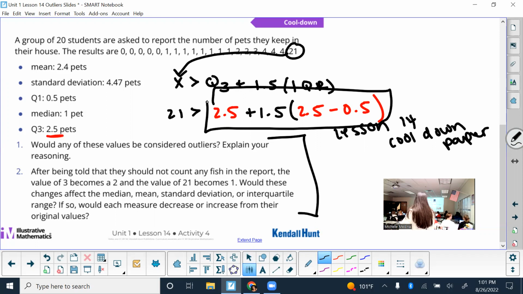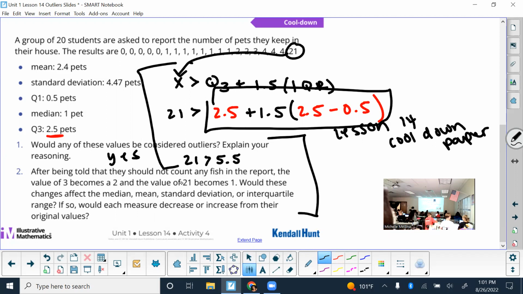2.5 plus 1.5 parentheses 2. I get 5.5. Is 21 greater than 5.5? Yes. So yes, it's an outlier. This can be my reasoning. And then they said, what happens if I change the value of 21 to 1? Because let's say they don't want to include fish as pets. Would that affect the median, standard deviation or IQR? Most likely, yes. Let's see what it affects, if I can just summarize it for you.